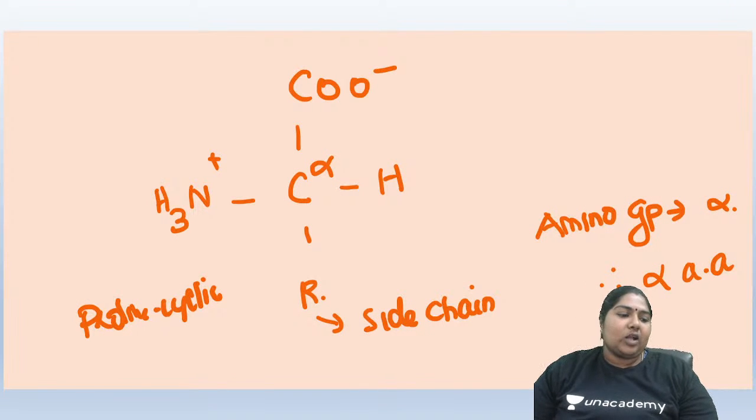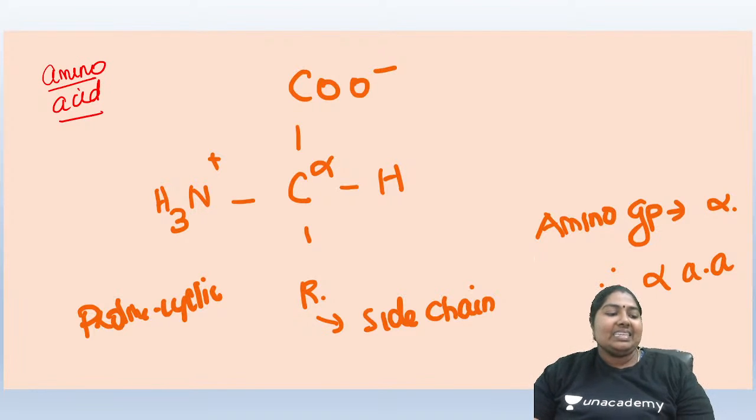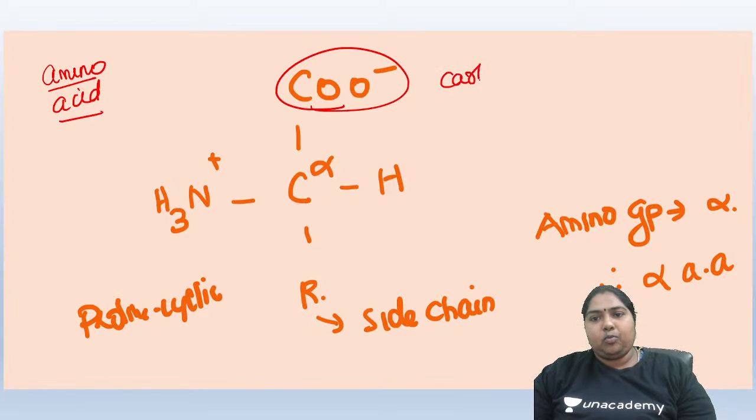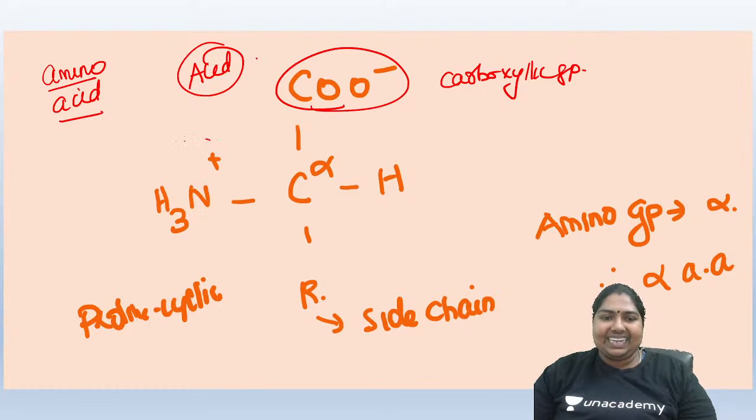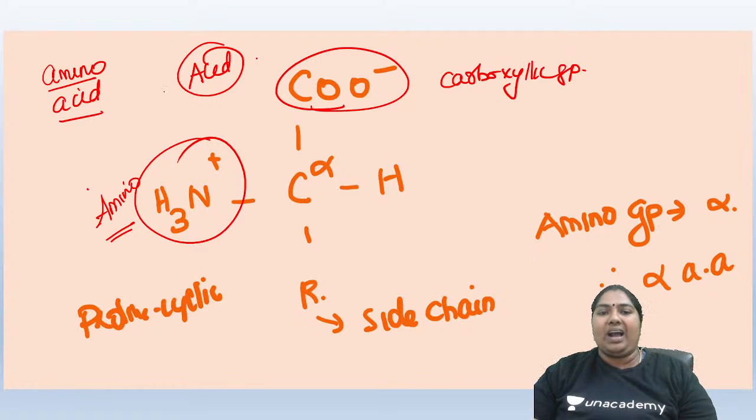Coming back to today's topic, the Ramachandran plot. What is this structure all about? This is a typical structure of an amino acid, isn't it? An amino acid is going to contain a carboxylic group, and because of this carboxylic group you call it an acid. It is also going to contain an amino group, which is why it got the name amino acid.